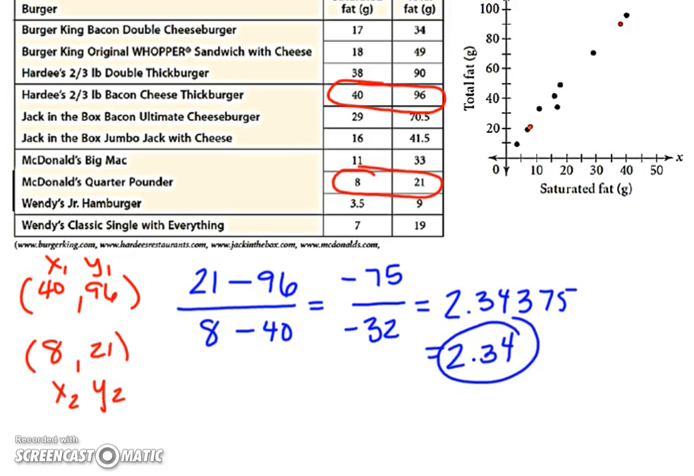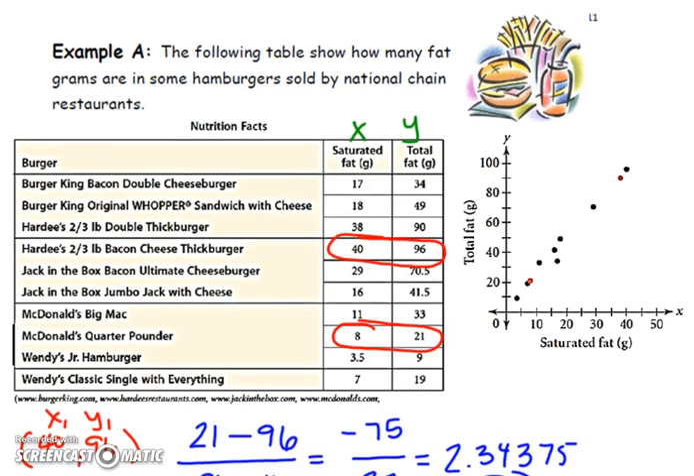Okay, once we have our slope or rate of change, we also need to know our y-intercept. So I'm going to go back to our graph. I'm going to take my straight edge, and I'm going to connect those 2 points that I used to find slope.